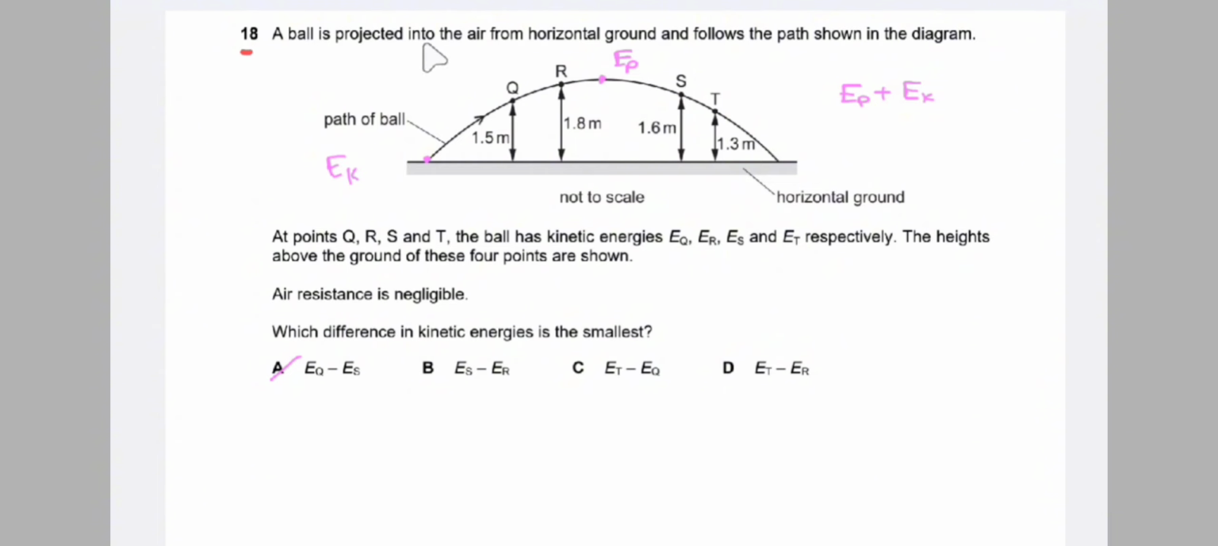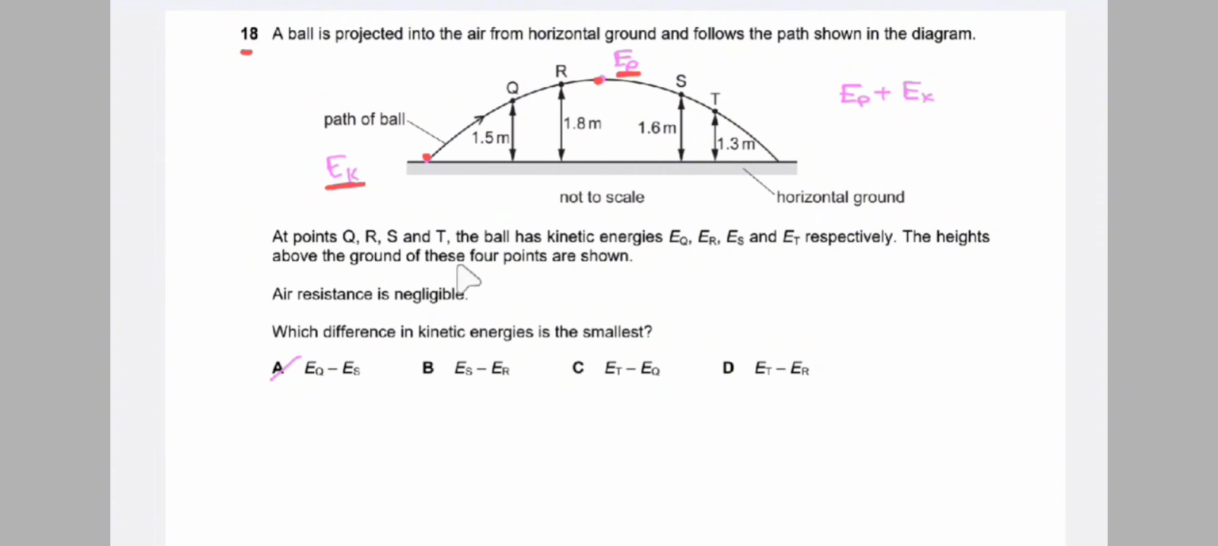Question number 18. A ball is projected into the air from the horizontal ground and follows the path shown in the diagram. So the ball moves upwards and then downwards. At the topmost point, the kinetic energy is 0 and it has only gravitational potential energy, and initially the vertical height is 0, so it has only kinetic energy.